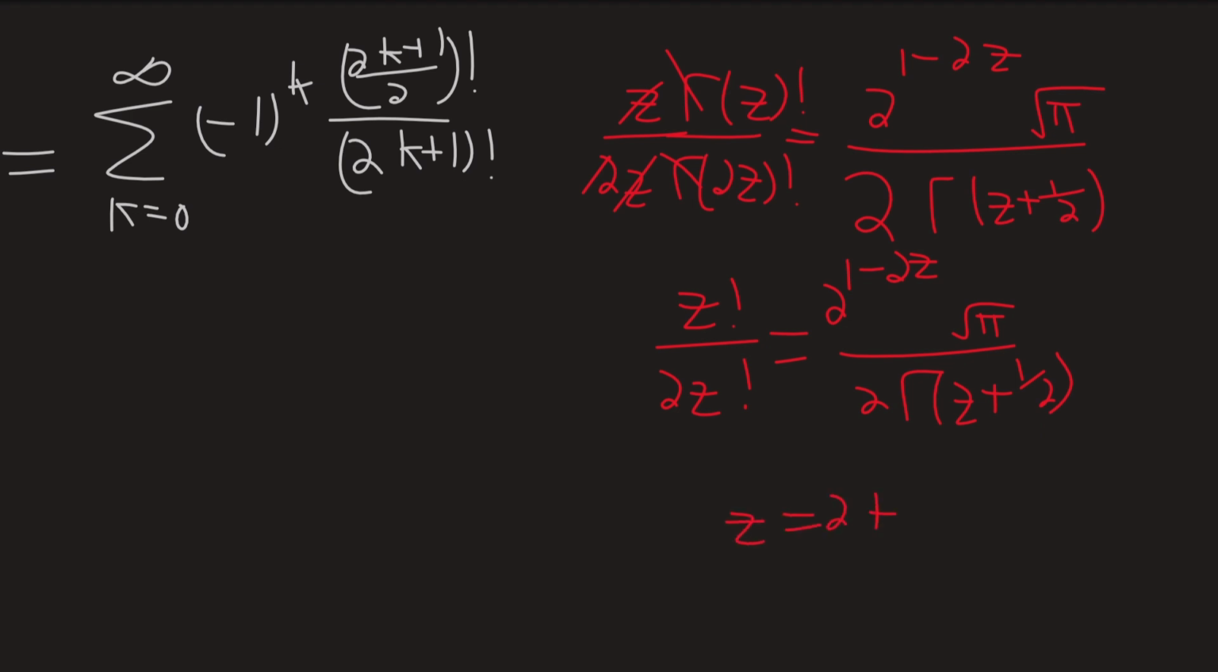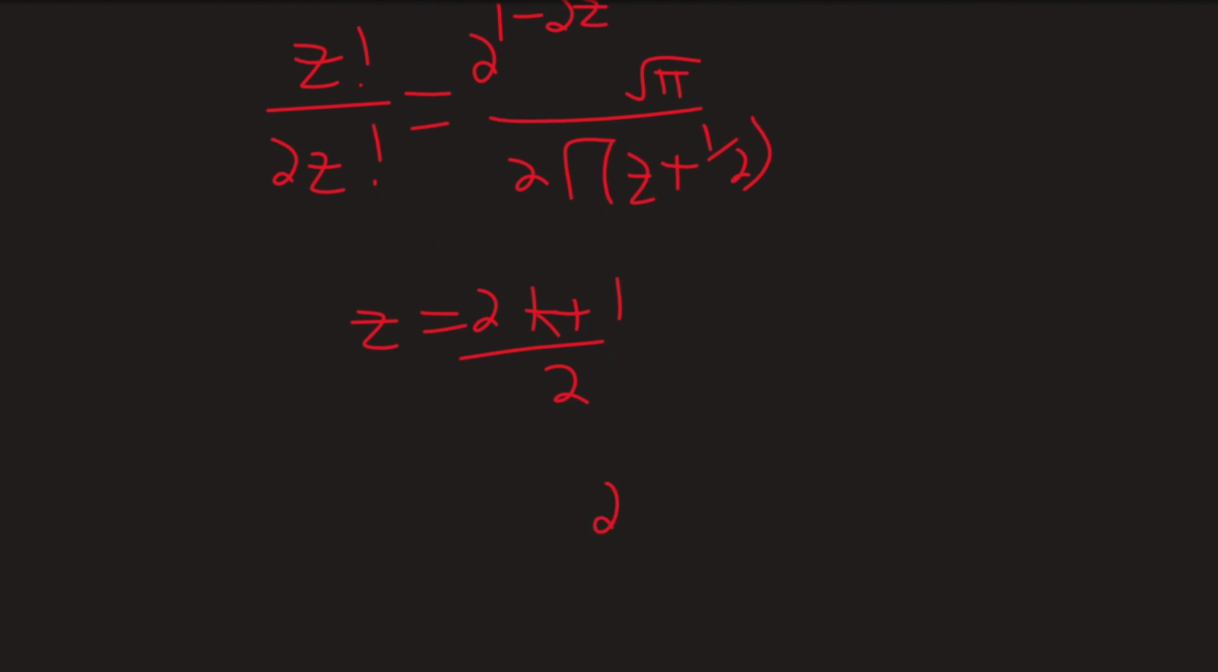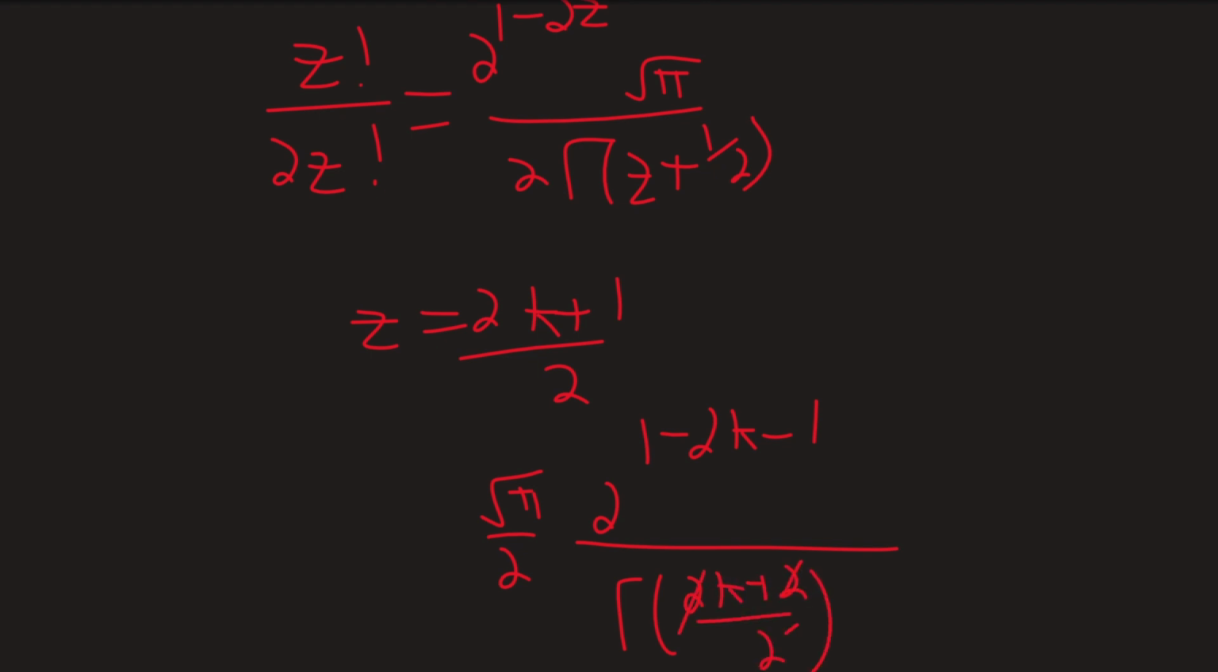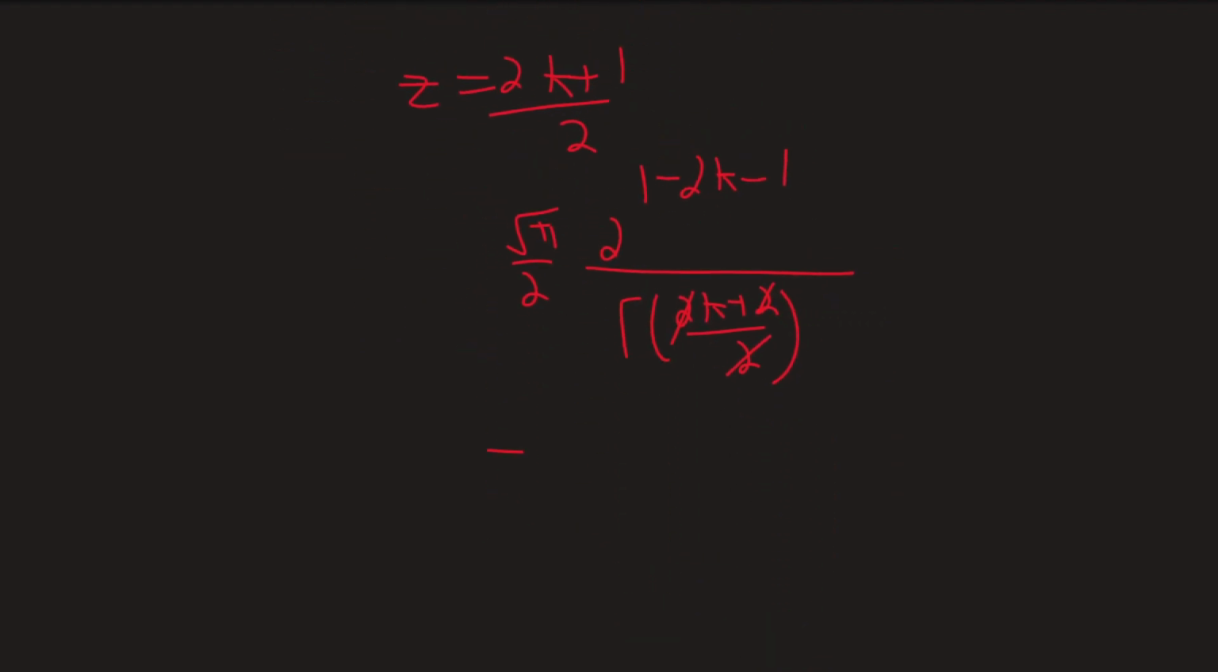So using this, we know then that our z is just equal to (2k plus 1) over 2, meaning that whenever we plug everything in, what we're left with is 2 to the 1 minus (2k plus 1). I'm just going to put the square root of pi over 2 out front, over gamma of z plus a half, which is just going to be gamma of (2k plus 2) over 2. But all the 2's cancel, and simplifying the numerator as well, we're left with the square root of pi over 2 times 2 to the minus 2k over gamma of k plus 1.